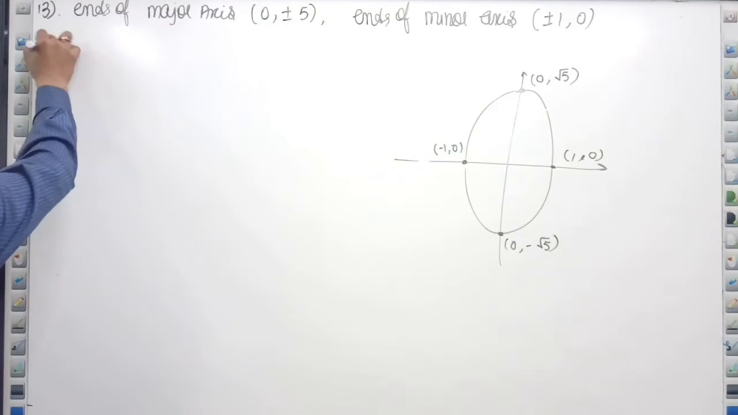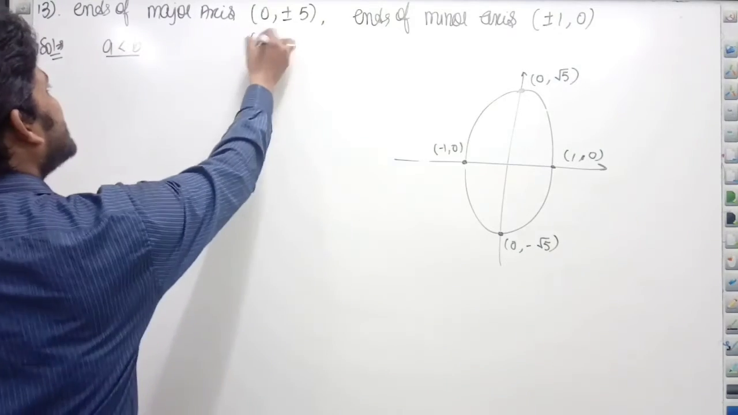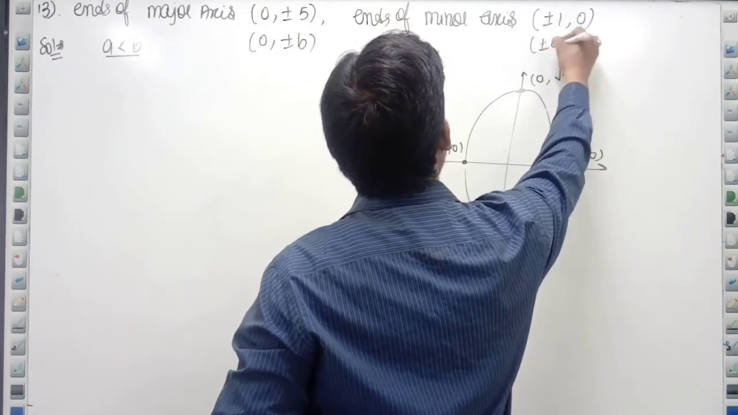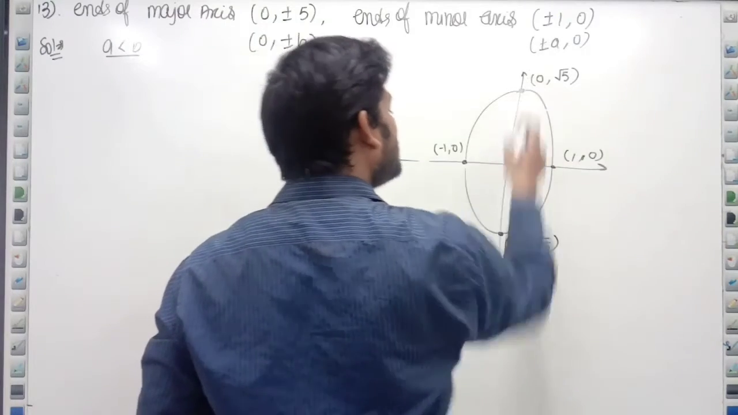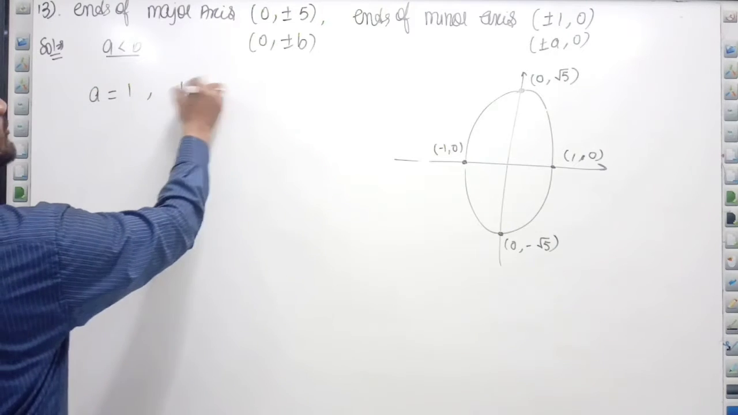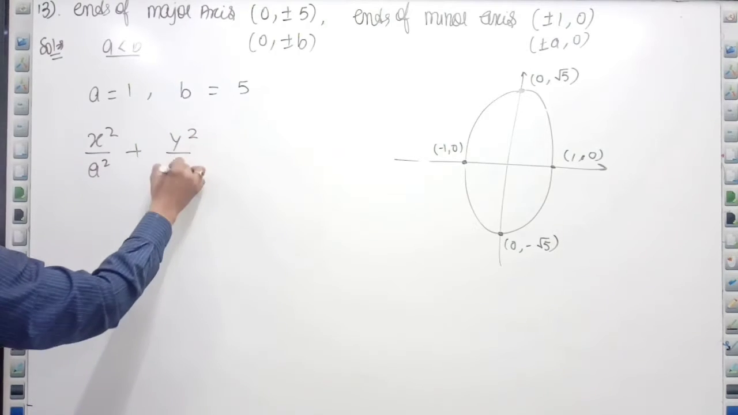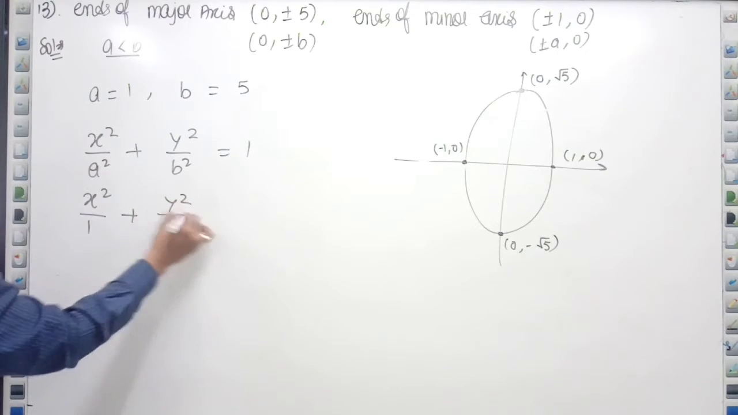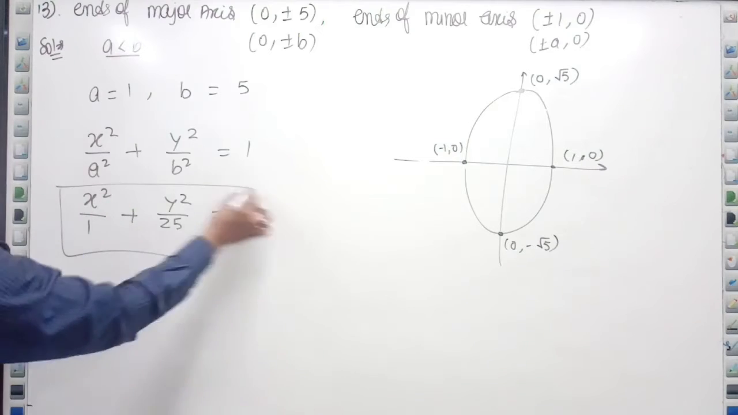Now in the question we can say a is less than b. Major axis 0 comma plus minus b, minor axis plus minus a comma 0. Hence these will be the points: a, 0, minus a, 0, 0, b, 0, minus b, right? You can say a is 1, b is 5, so x square by a square plus y square by b square equal to 1. x square by a square is 1, y square by b square is 25, equal to 1, and this is the required answer.